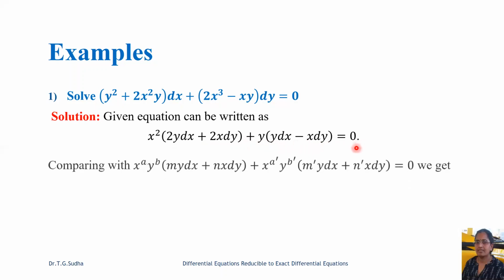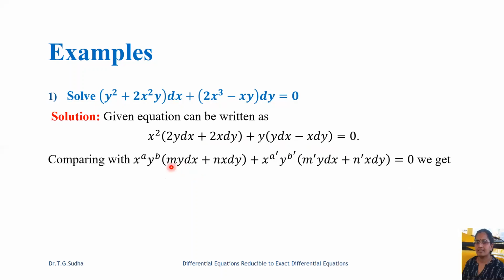Let us compare this expression with the standard form. Here we have x square, therefore the value of a is 2. But there is no y term, so we can take y to the power of 0, therefore b value is 0, m value is 2, n value is 2. And here we don't have an x term, therefore x to the power of 0 can be taken, so a dash is 0. And we have y, so y power 1, therefore b dash is 1. And m dash is 1 because the coefficient of y is 1. And n dash is minus 1 because the coefficient of x is minus 1. So we get all these values here.